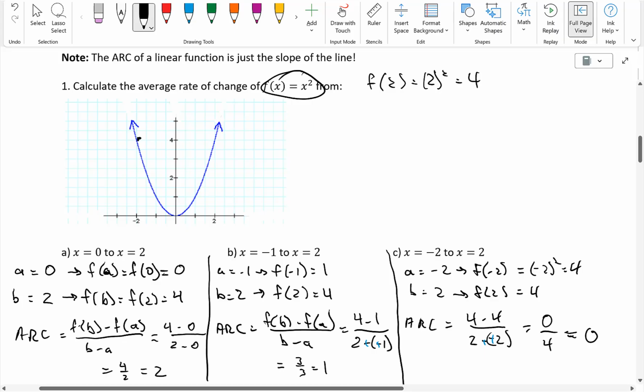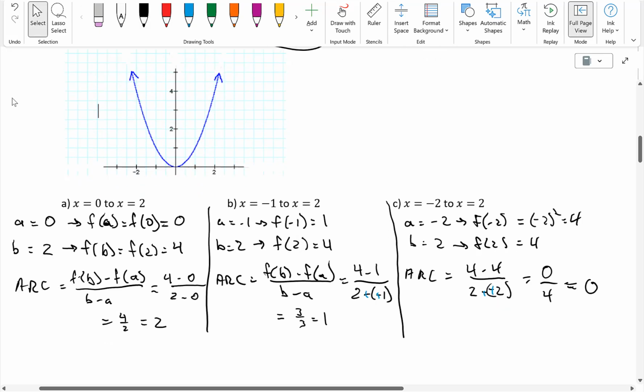And we can see for that one, we'd have a horizontal line connecting those 2 points, which does have a slope of 0. So our average change there from -2 to 2 would be 0, even though we know a lot of stuff happened on the function. We're just looking for that average change over the interval.